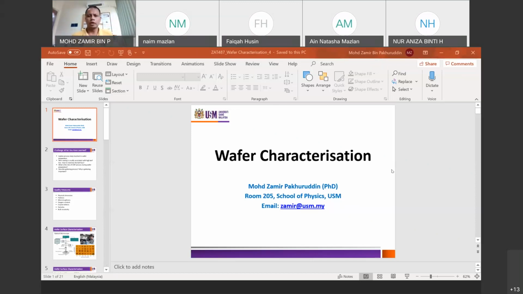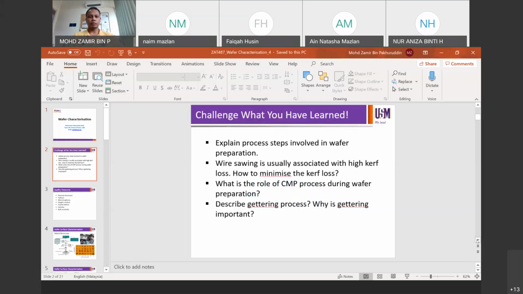So, we'll move on to wafer characterization. We have covered wafer preparation before, divided into two parts in our last two classes. So today we're going to move on to wafer characterization. Okay, so let's recap a few things before we move on as usual. Let's recall the process steps involved in wafer preparation.